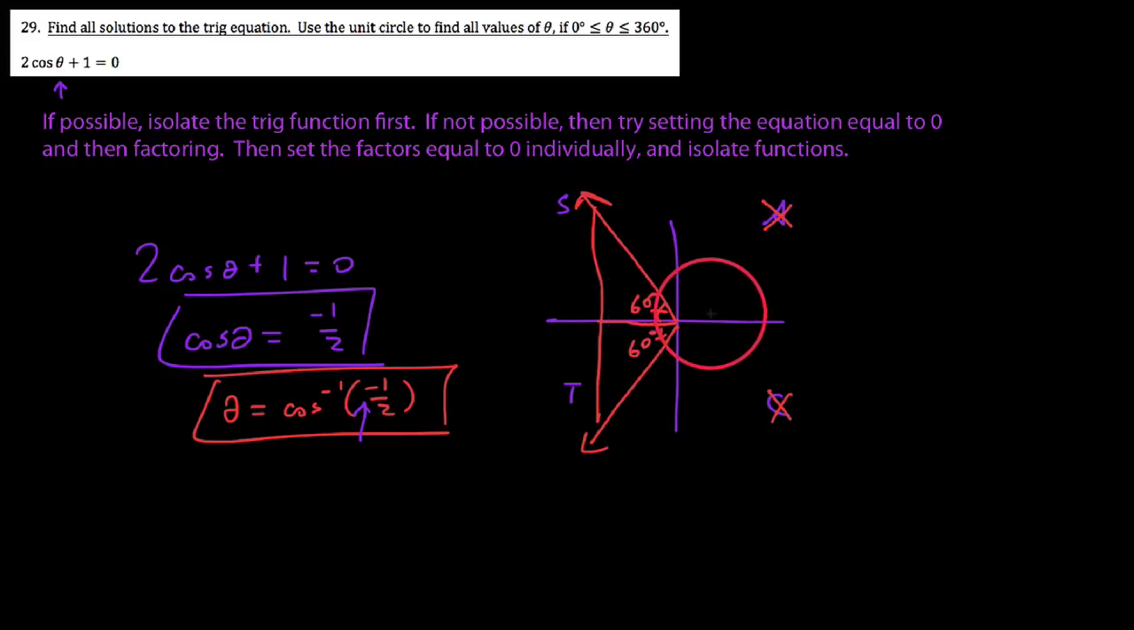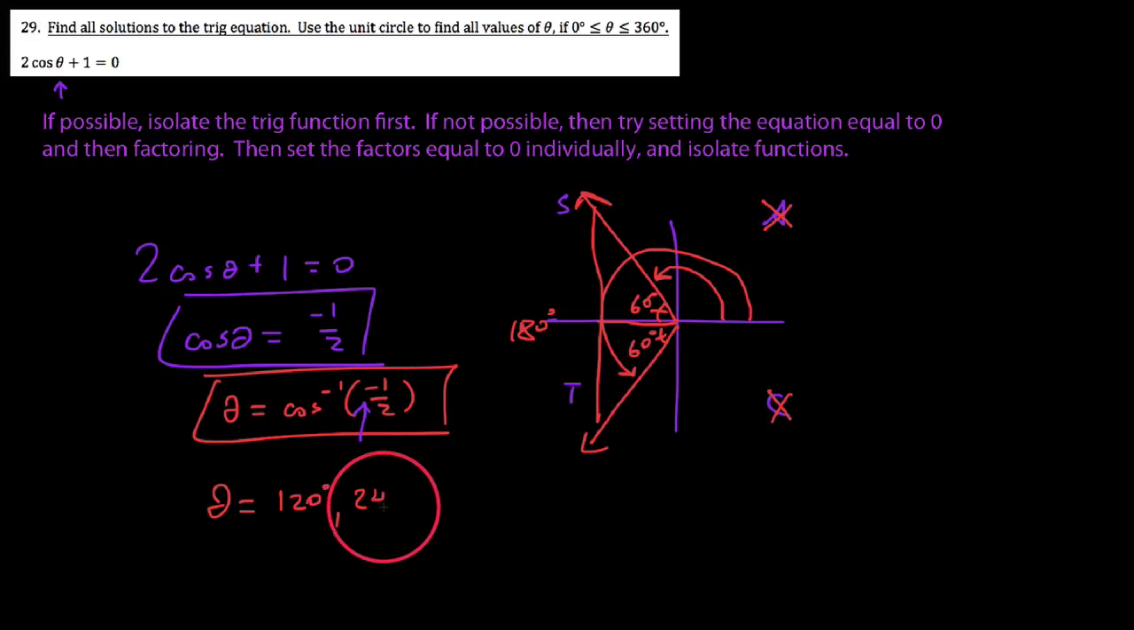Our last step is always going to be: what are our angles in standard position? That idea would be, if we were to leave the positive x-axis and go counterclockwise until we run into these, what would these two angles have to be? In this particular case, we would get 180 minus 60, so that'd be 120. And we would also get 180 plus 60, which would be 240.